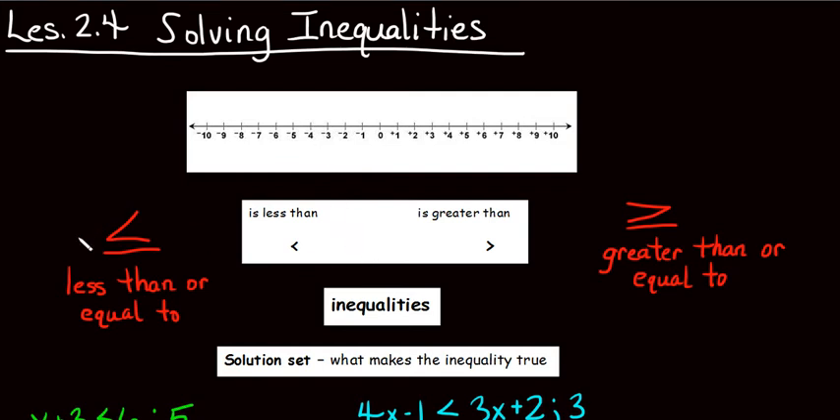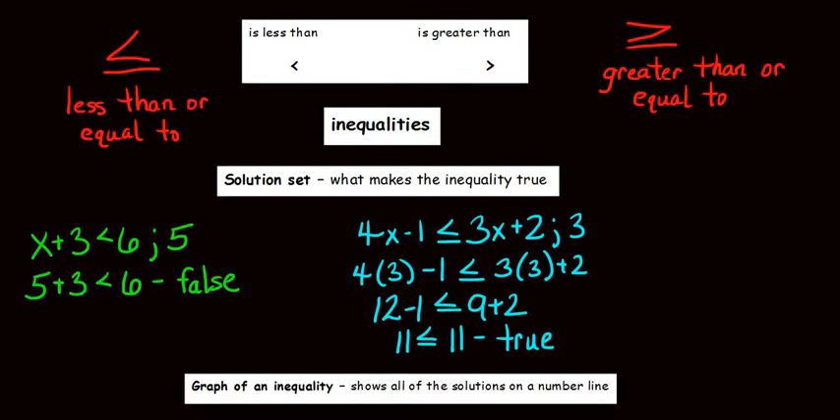What we will also see here in Algebra 2 are greater than or equal to signs. This is what it looks like. You have a greater than sign with the straight bar underneath it, and less than or equal to signs. All right, we're going to be talking about inequalities. So when we solve inequalities, the solution set is whatever makes that inequality true.